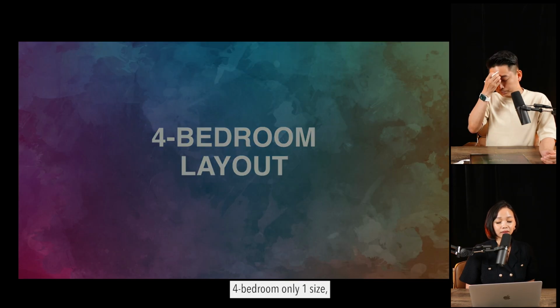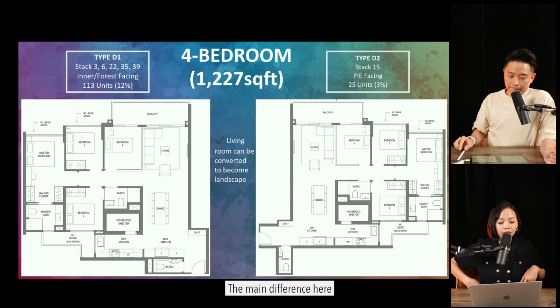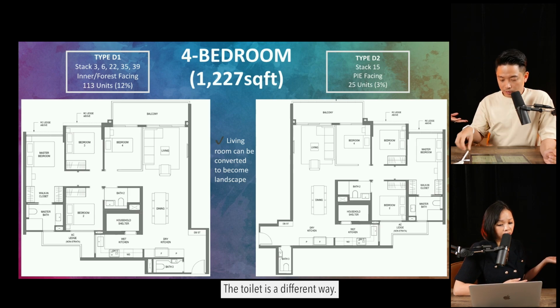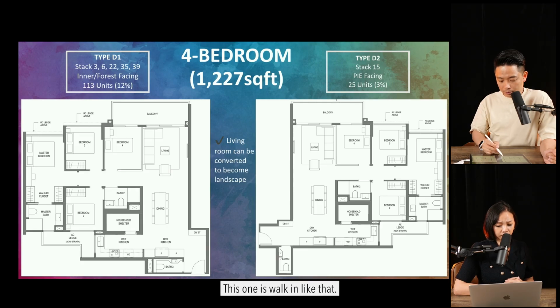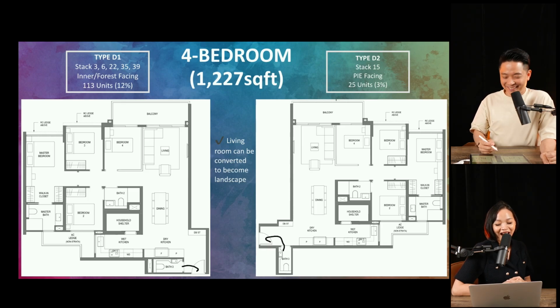So 4-bedroom layout. 4-bedroom, only one size, 1,227, 2 layouts. The main difference here will be, again, I think the foyer area. The toilet is a different way. This one is walk-in like that. Okay. This one is walk-in like that. Which one better? Wash leg? I think this one better, right? So yeah, that's the only difference.